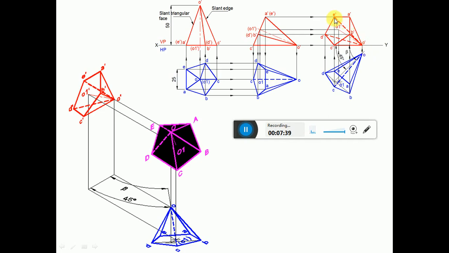Now we are left out with O dash E dash and O dash D dash. So since B dash A dash is visible, then naturally E dash O dash is going to become invisible, because two visible edges can never cross each other. Similarly, D dash O dash is crossing the edge B dash C dash. Since B dash C dash is a visible edge, so naturally D dash O dash is going to become invisible. Since A dash, B dash, C dash, D dash, E dash and A dash, the entire pentagonal surface is visible, and O1 dash is on that surface, so O1 dash is visible.